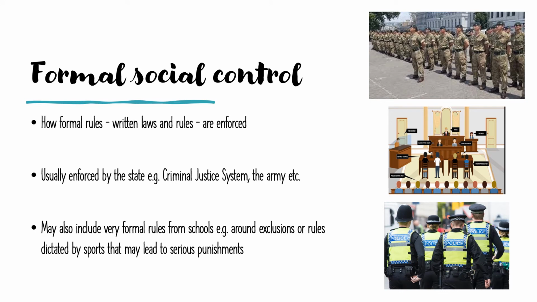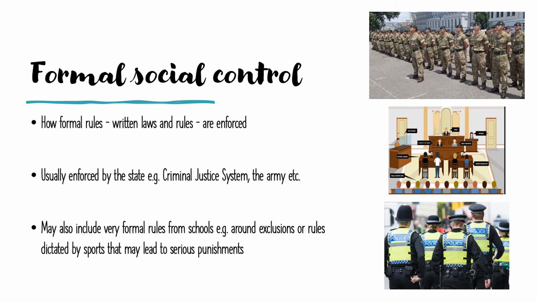Formal social control deals with the written laws and rules that are enforced in society. And in most societies, most cultures, this is enforced by the state, i.e. the government. So things like the criminal justice system, which covers the police, the courts, all of the punishments that are issued to people, all of those deal with these written laws and formal rules that we are expected to follow as a society. Sometimes the army are also called in to act in this situation. And so the army also falls under the definition of formal social control.